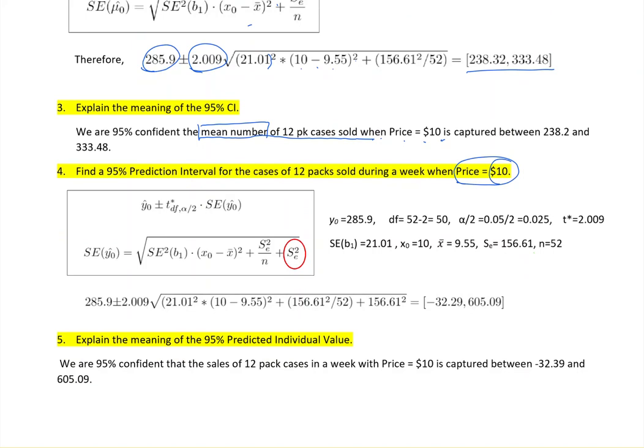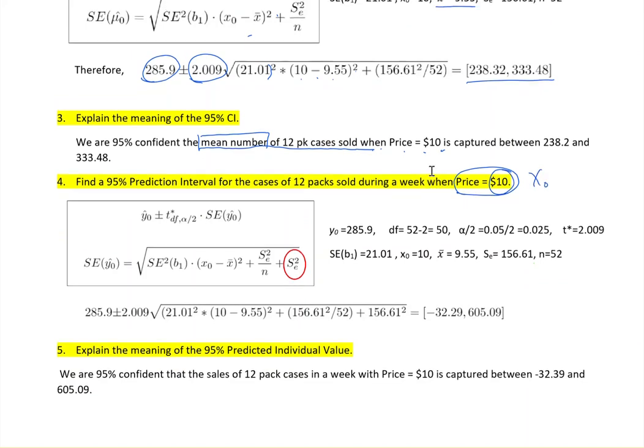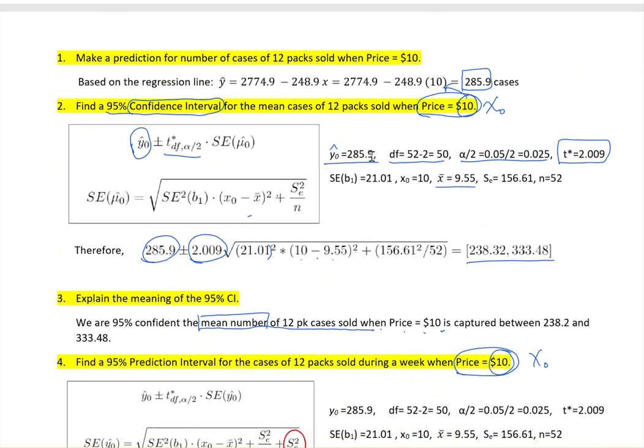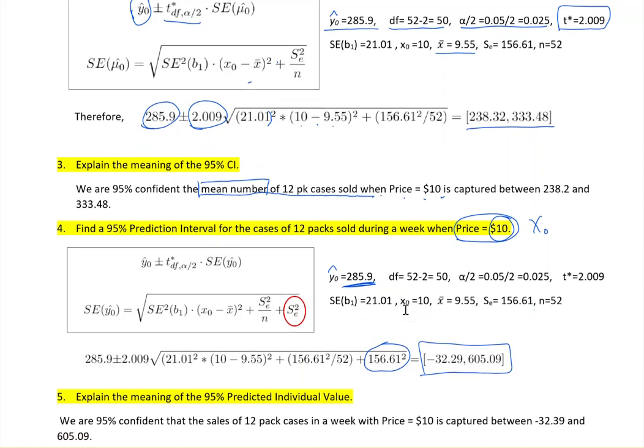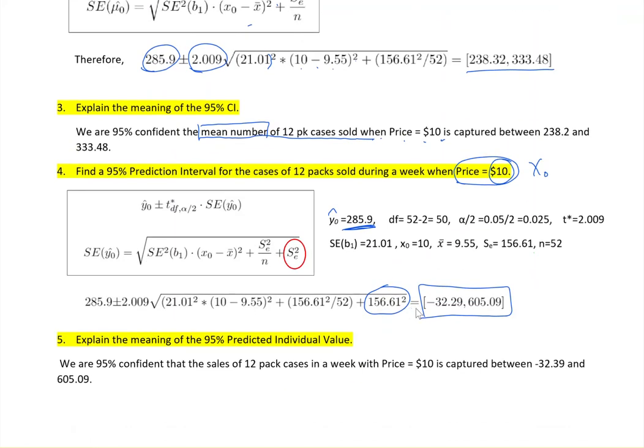Okay. Next, we want to find the 95% prediction interval for the same price, right? So that means this is still your x0, right? So based on your x0, you have already calculated what is y0 hat, right? So your y0 hat is still 285.9 because your regression didn't change, right? And then you have the same t star, you have everything the same. We just have one more term for SE squared, right? And then you just calculate one more confidence interval for the prediction, right?